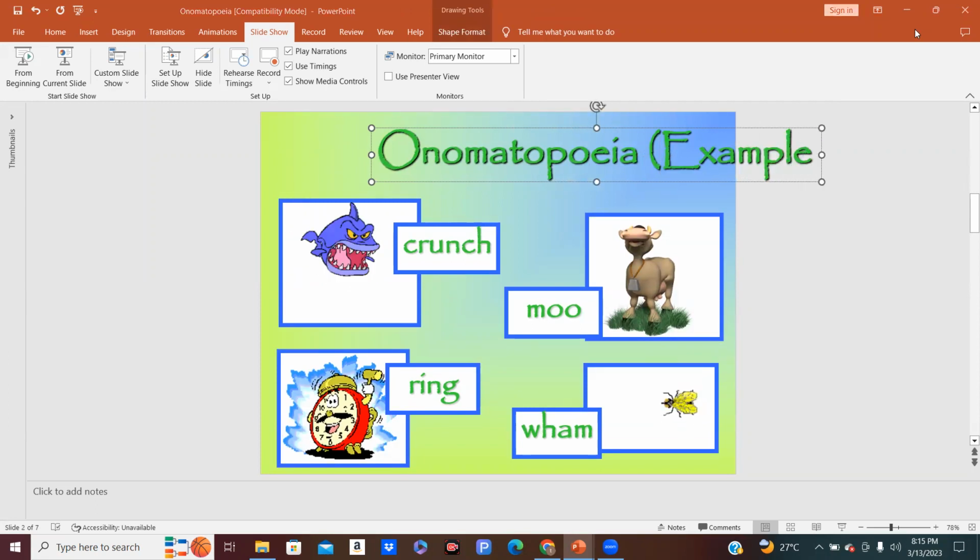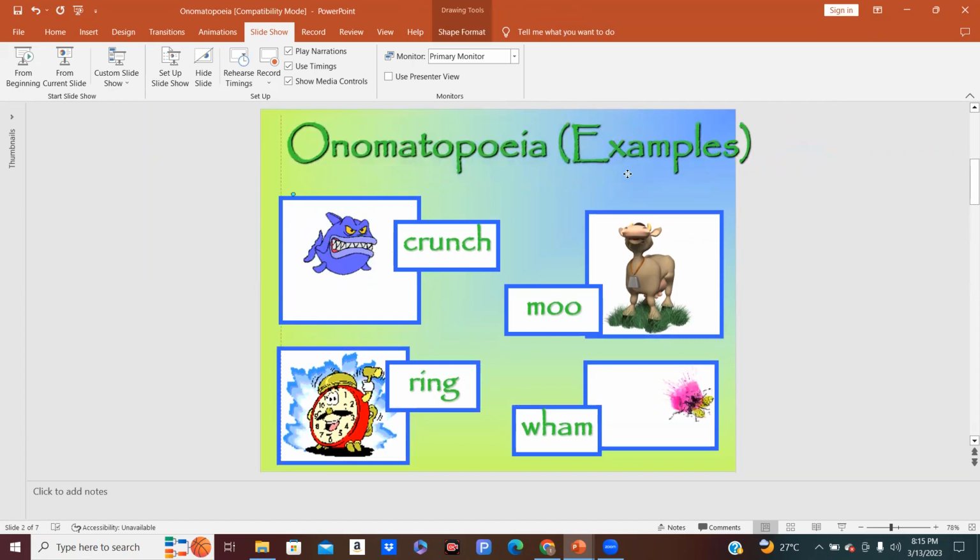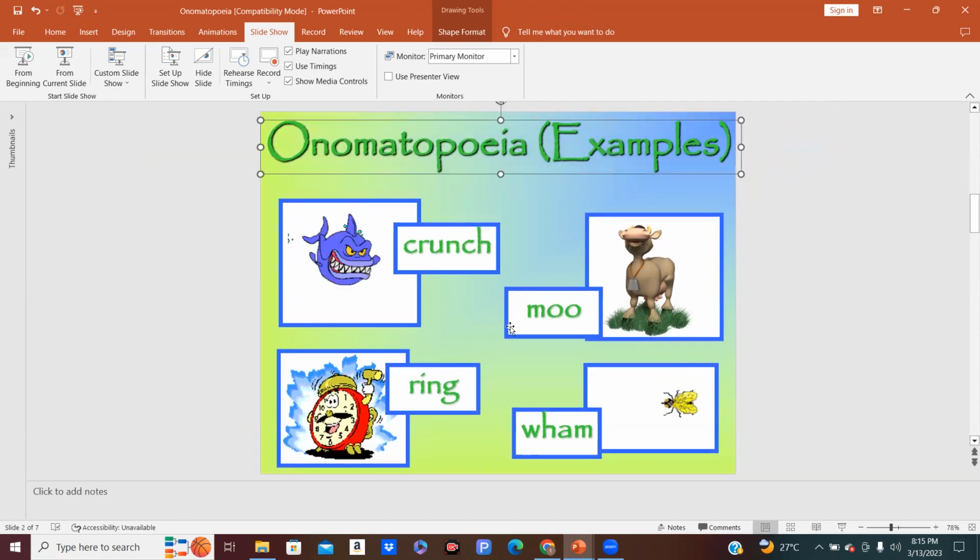crunch, right? Moo, as a sound that a cow makes. Ring, like the alarm clock, or wham. Now, what is happening to this mosquito? The mosquito gets squashed. Yes, it's getting squashed. Very good.